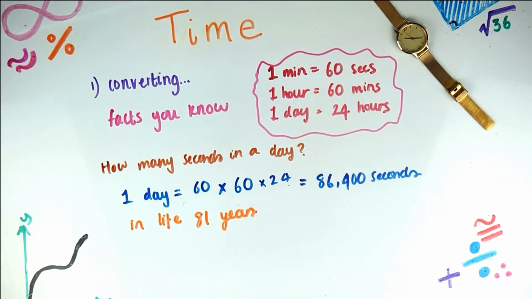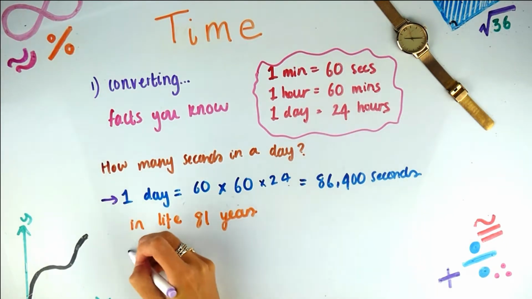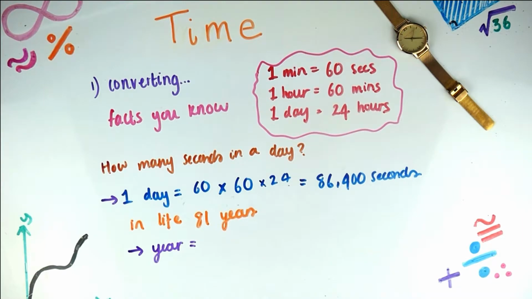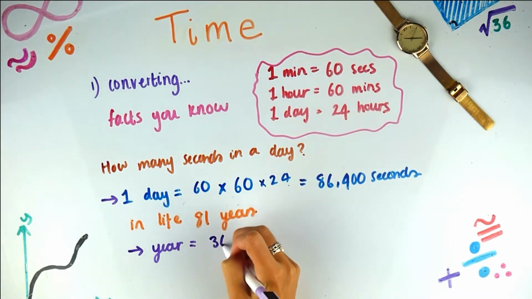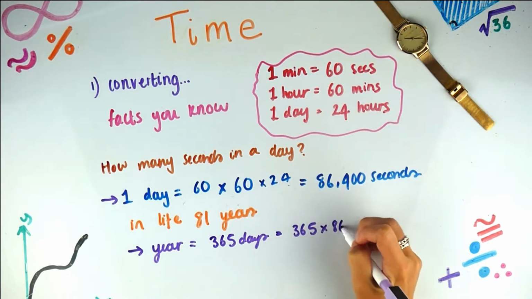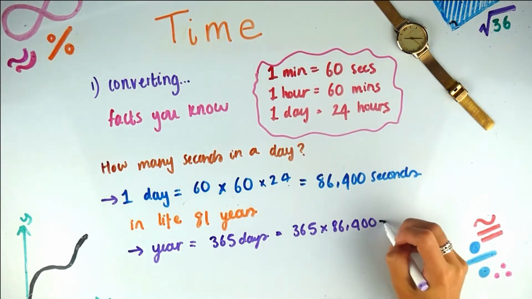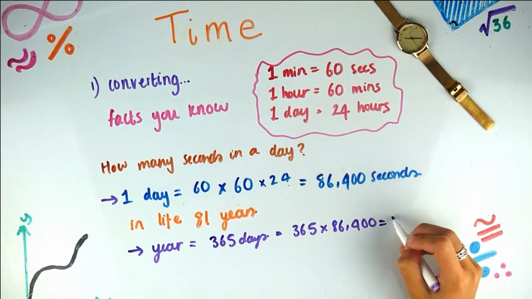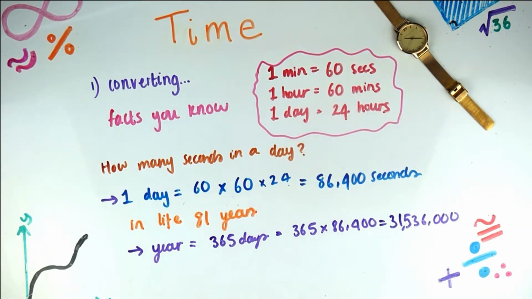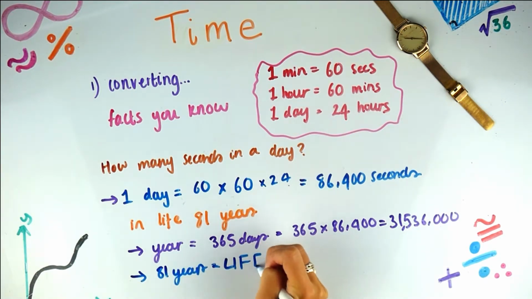So we've started with the seconds in a day. What about in a year? How many seconds are in a year? There are 365 days, so that is 365 times the number of seconds in a day. Spoiler, big number coming up, 31,536,000 seconds in a year, okay? But we're going to live for 81 years, so this is how many seconds are in our life.